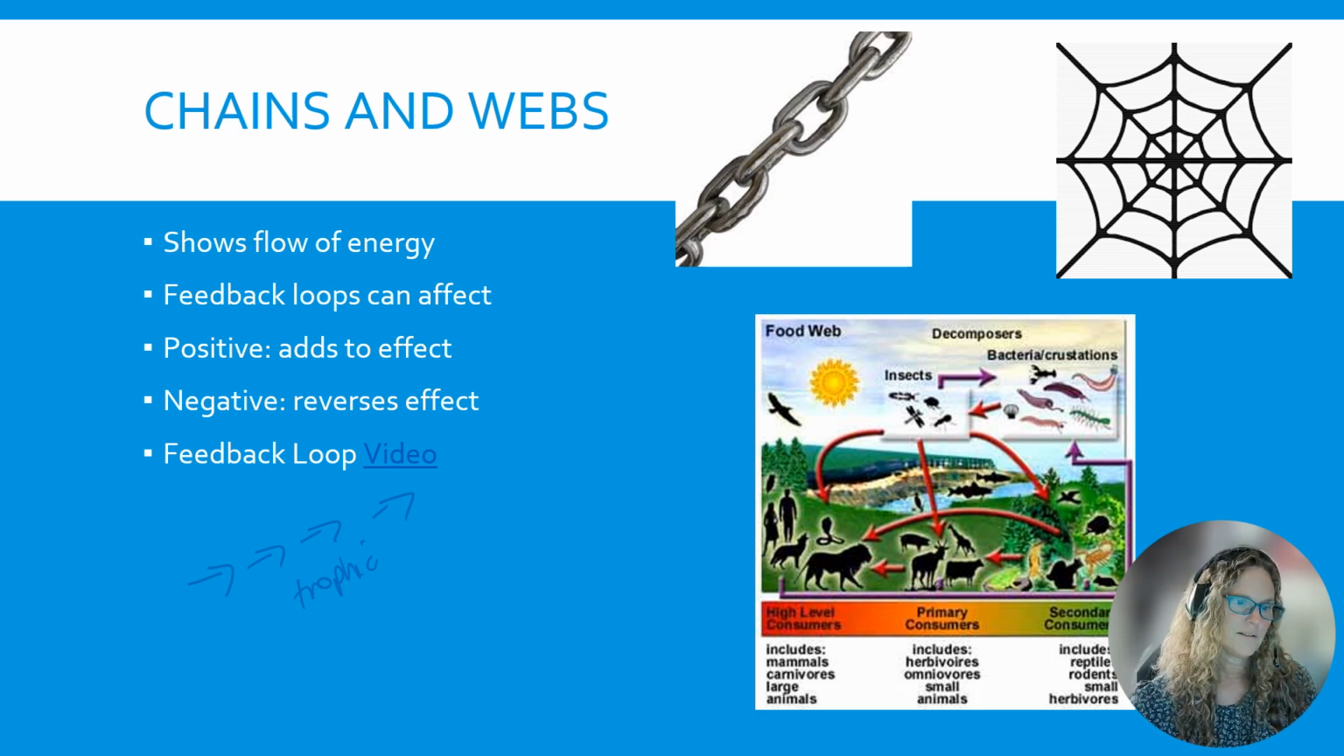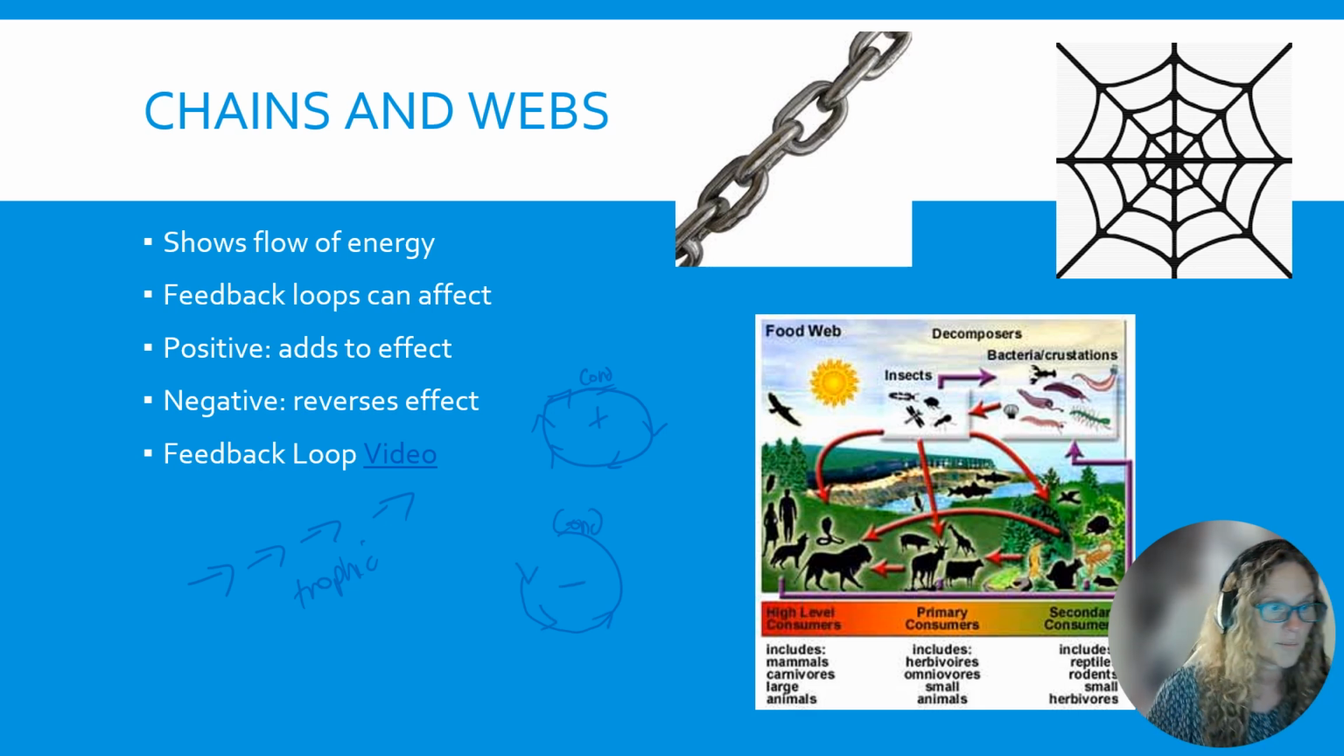And then we have the idea of the feedback loop. So we have this condition, and if we keep adding to the condition and making it happen more and more, then it's a positive feedback loop. But if we have a condition and we have things happen that reverse it, then it's a negative feedback loop.